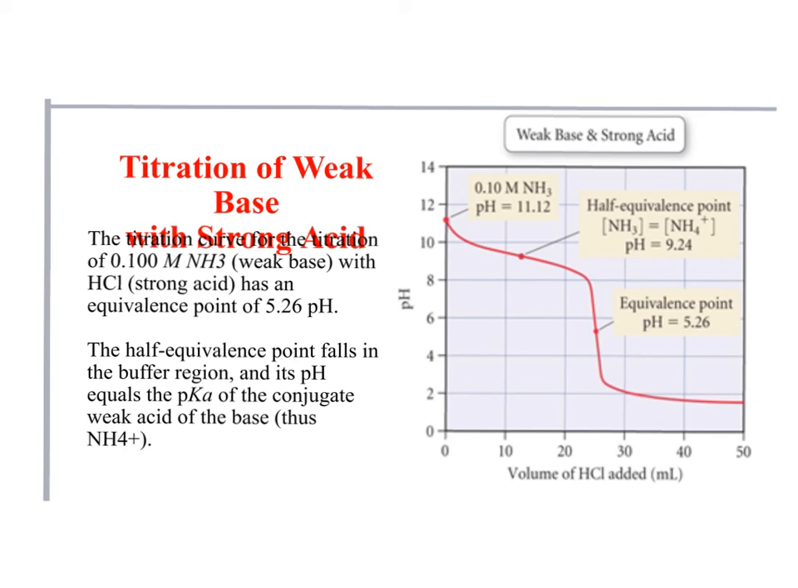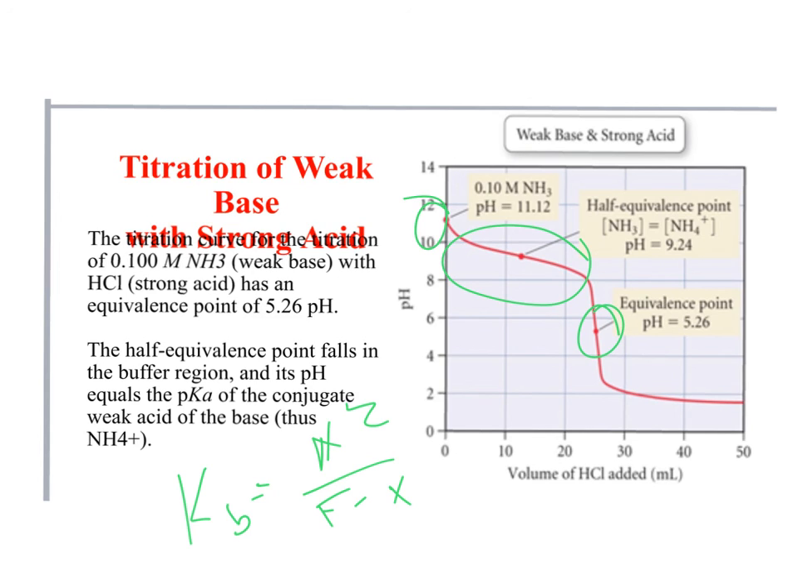Didn't import really well, but this is just the opposite, right? Titration of a weak base with a strong acid. And so again, up here, you're going to consider the weak base, right? Kb equals x squared over F minus x. And in here, you're going to have a buffer. Here, you're going to have the opposite now. You're going to be working with the conjugate acid, so Ka is equal to x squared over F minus x. And down here, you're just going to have excess acid.